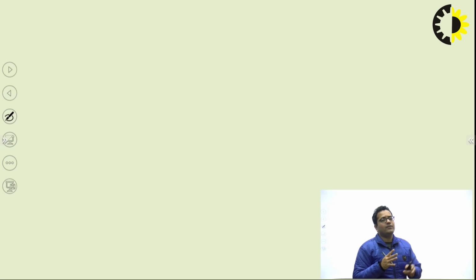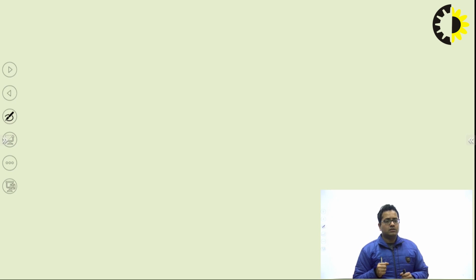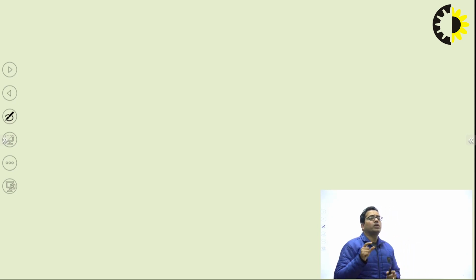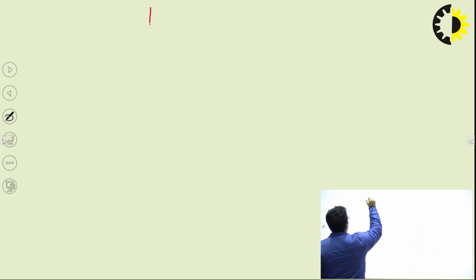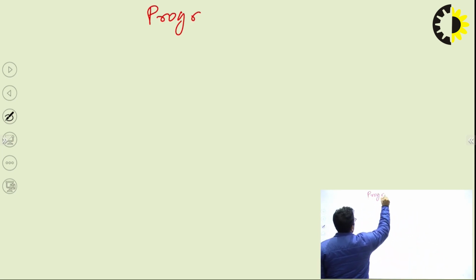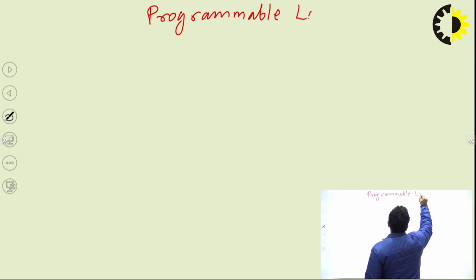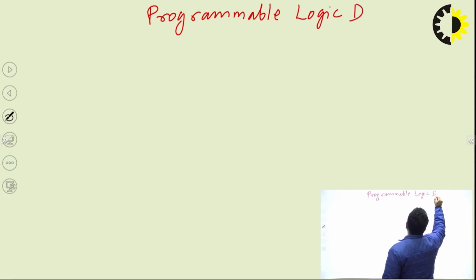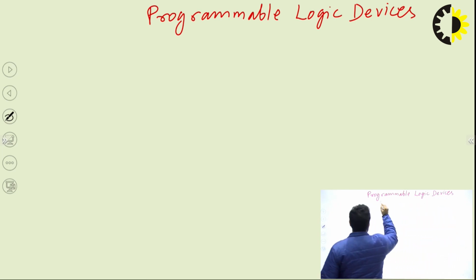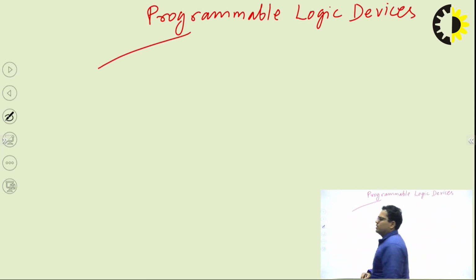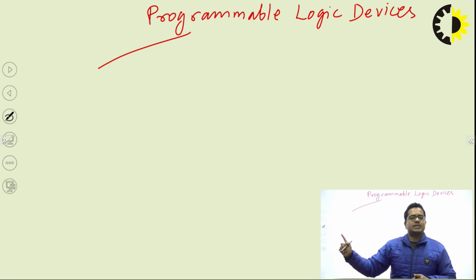If you have the facility of programming that particular location, then that is called programmable logic devices. So we have programmable logic devices also, and these programmable logic devices are of various types. We are only going to concentrate on PROM, PAL as well as the PLA.